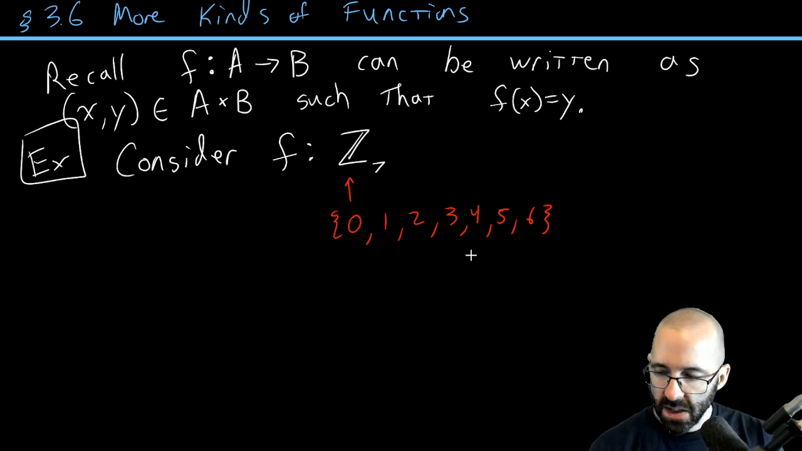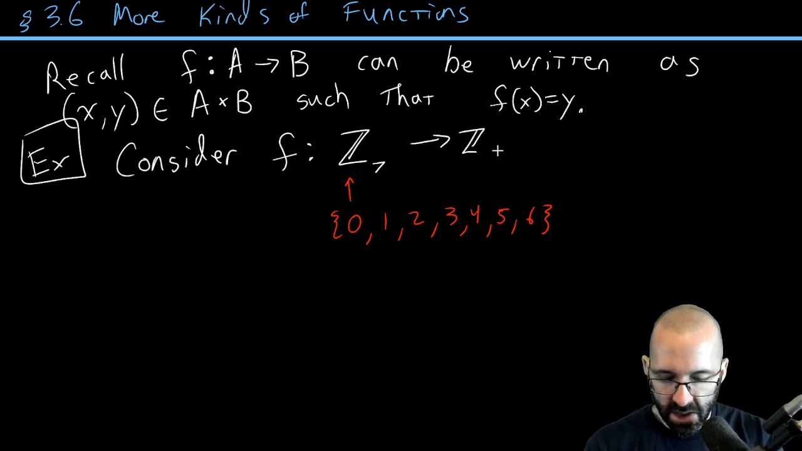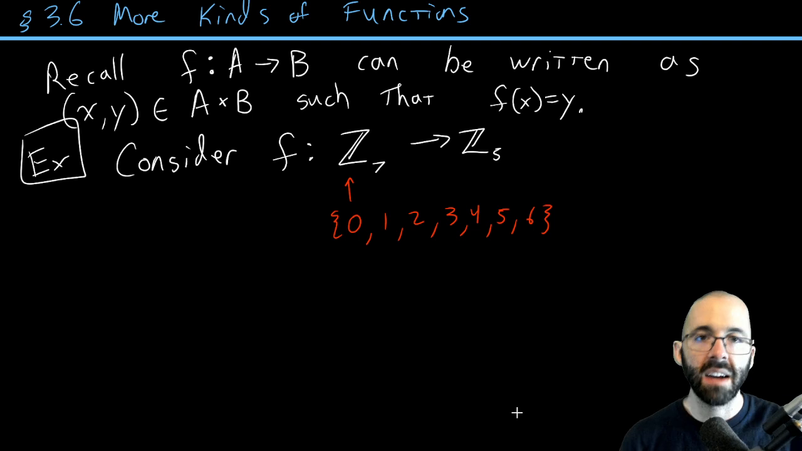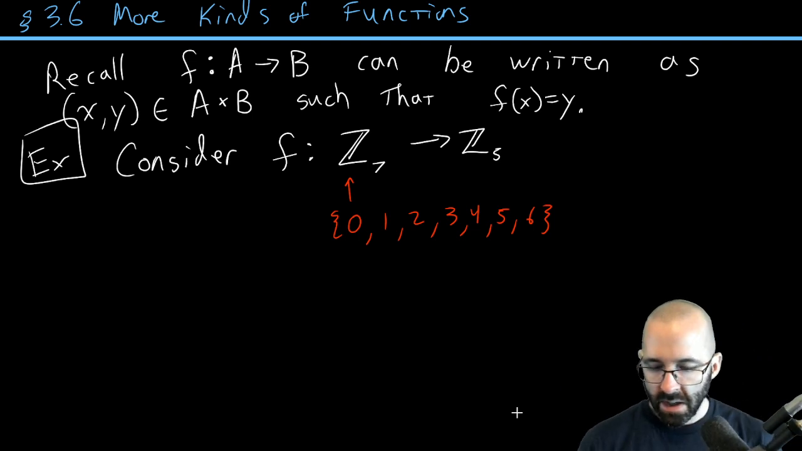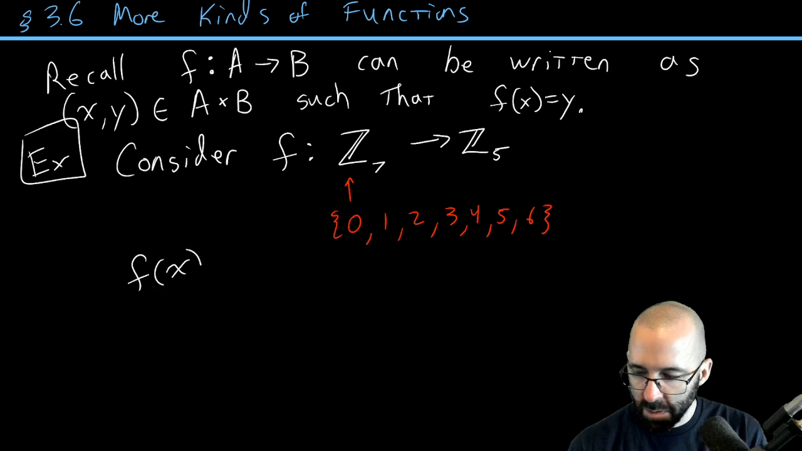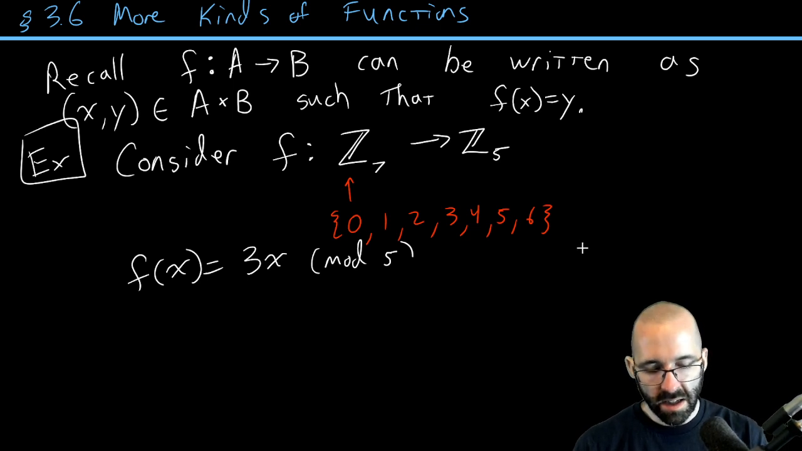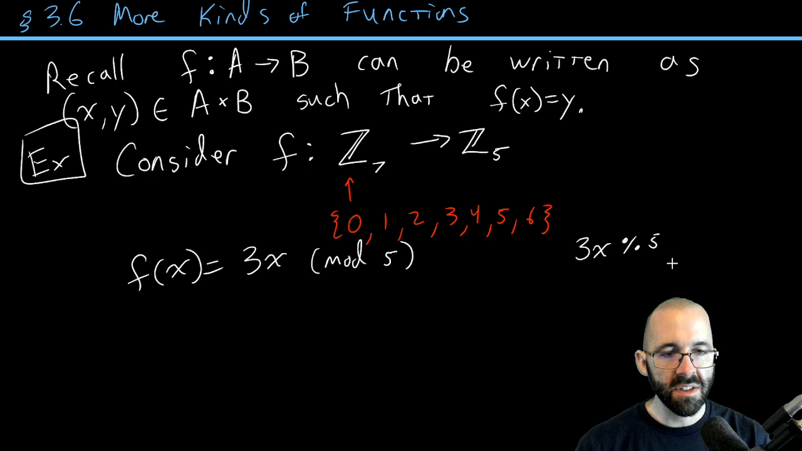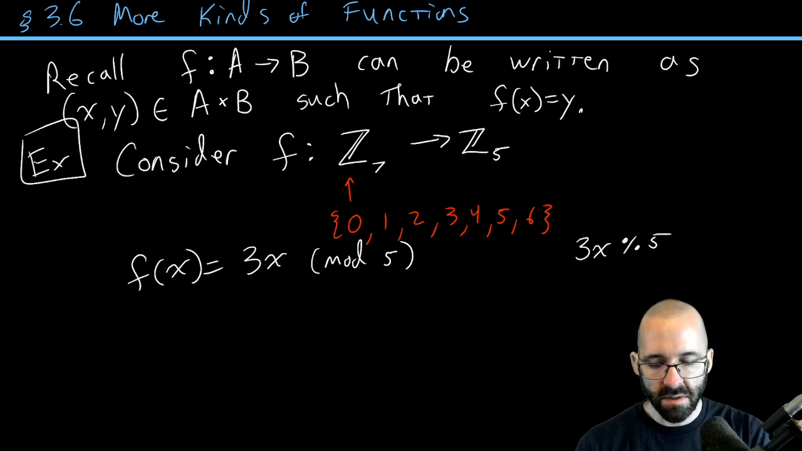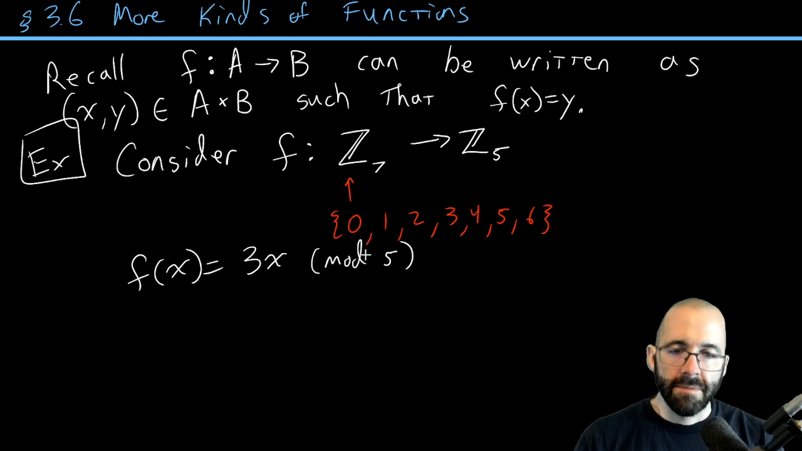All right. So it takes Z7 and it goes to Z5. So Z5, the integers between 0 and 4. And where f of an input x is going to be 3x mod 5. Again, you could also see that written this way. That's another very common notation. This is how we're going to write it.